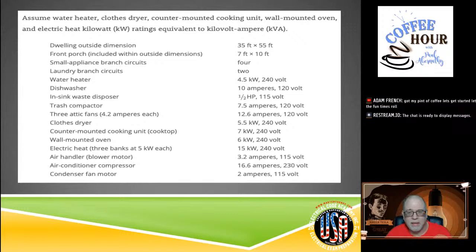Okay, we're still awake. Now, water heater. I'm telling you it's a 4.5 kW water heater at 240 volts. I'm telling you, we have a dishwasher. It's a 10-amp dishwasher at 120 volts.